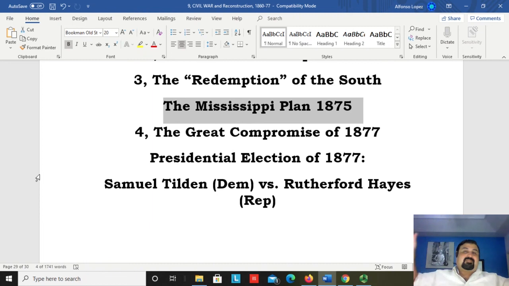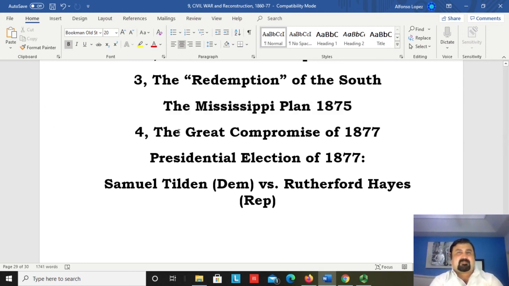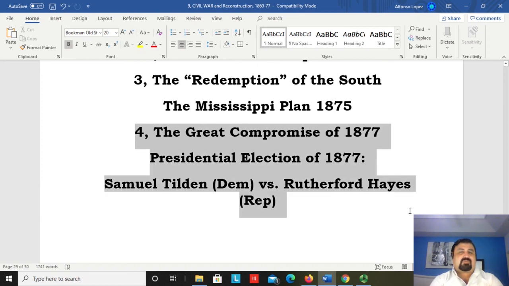So by 1876, the entire South had been redeemed, so to speak. Redeeming is like being totally purified from Republican leadership, they said. Okay, so now the Democratic Party is back. By 1876, it's back in office. Again, this is very crushing from the standpoint of the goals of Reconstruction.